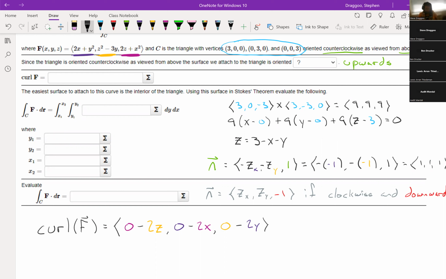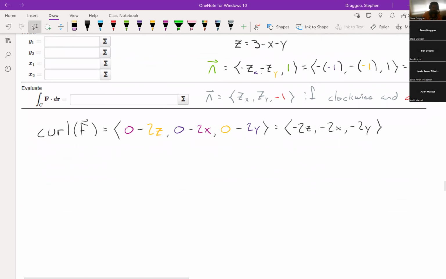Cool. So there's my curl. I should clean that up a little bit because I know I'm going to have to work with it. It's negative 2z, negative 2x, negative 2y. All right, we've got our curl, we've got our normal vector.